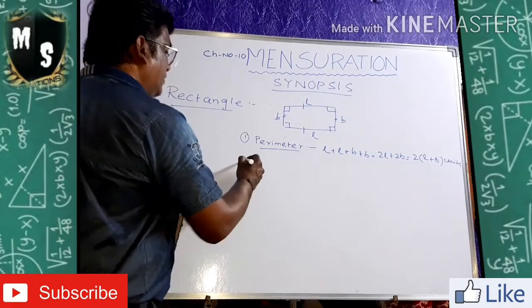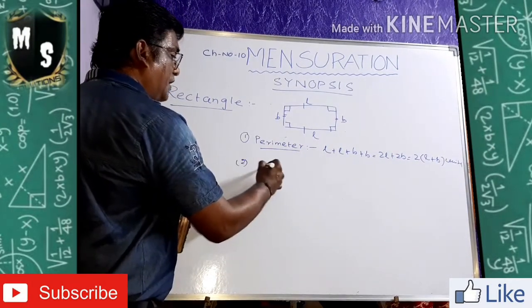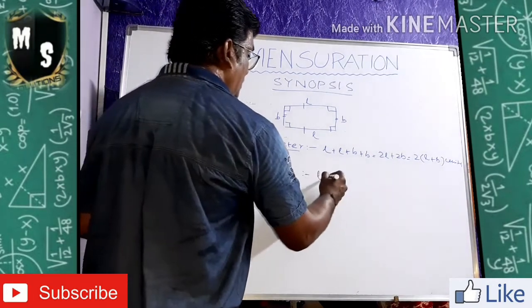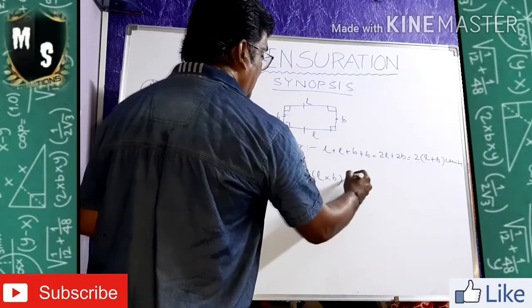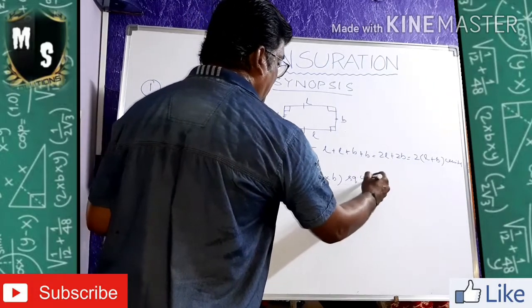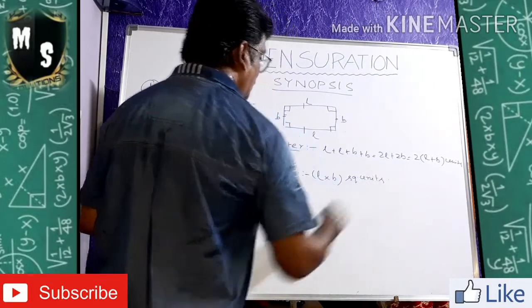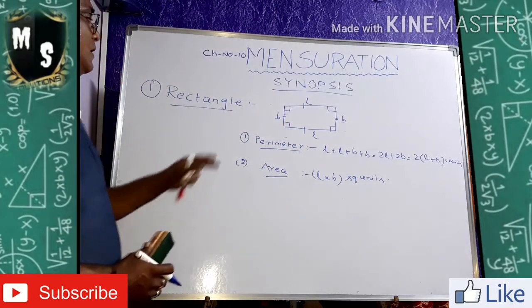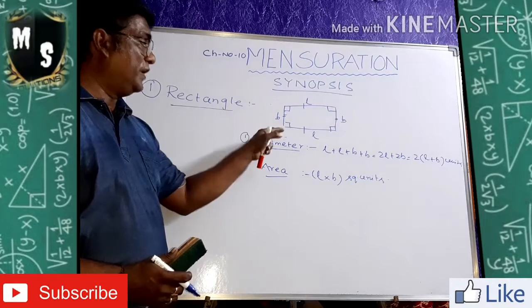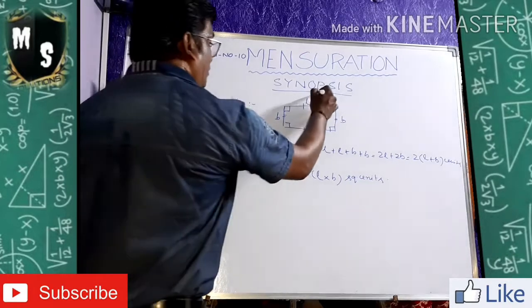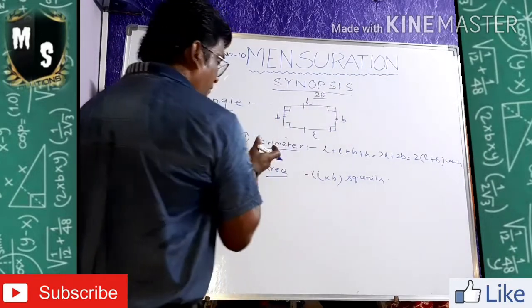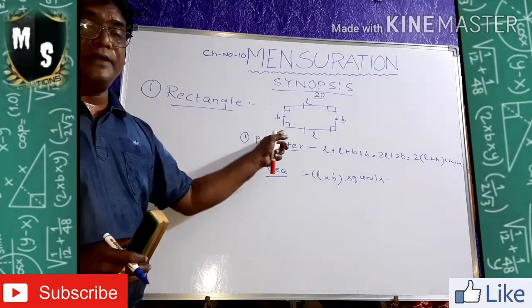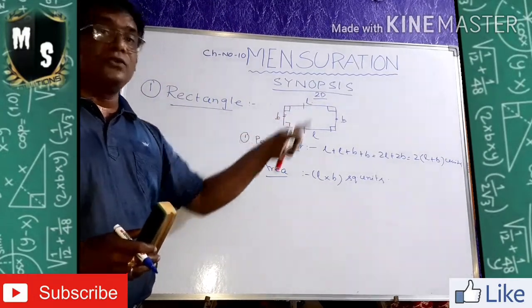Then when I tell you about the area, now you see what the area is. Area is always length into breadth, and it comes under square units. Square centimeter, square meter, like that it will come. So what happened? It is a 2D, two-dimensional figure. So it gave you perimeter and area. Now I am going to enlarge this figure to 3D.